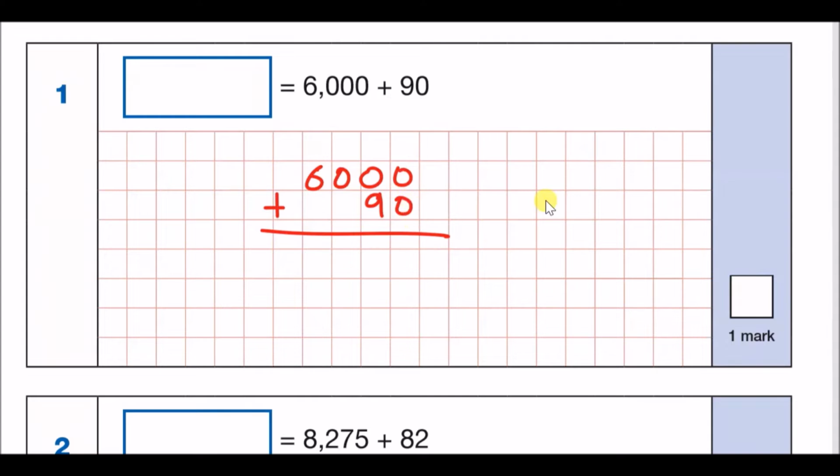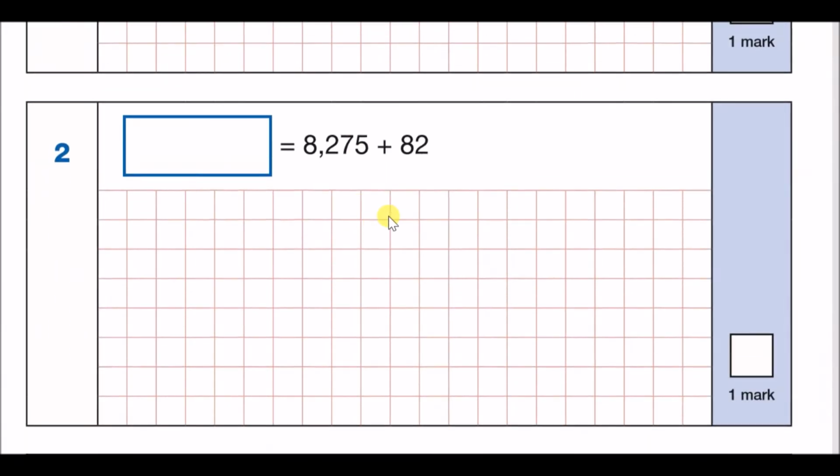So, when we add, always start from the far right column. So it'll be 0 plus 0 is nothing. Nothing plus 9 is 9. 0 plus nothing is 0. And then 6 plus nothing is 6. And that's your answer, guys. 6,090. So that's how I'm going to be doing it. If you guys already know the answers, just go straight ahead and try and skip the video to see what the answers are. Okay, number 2.